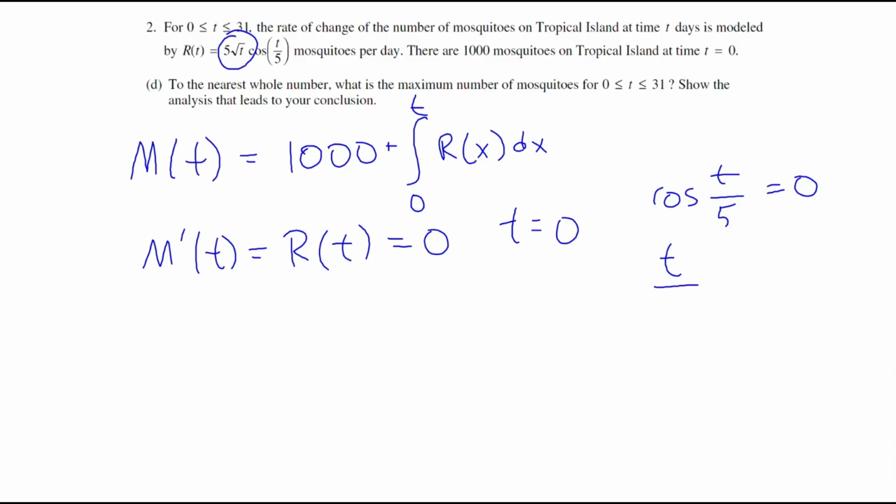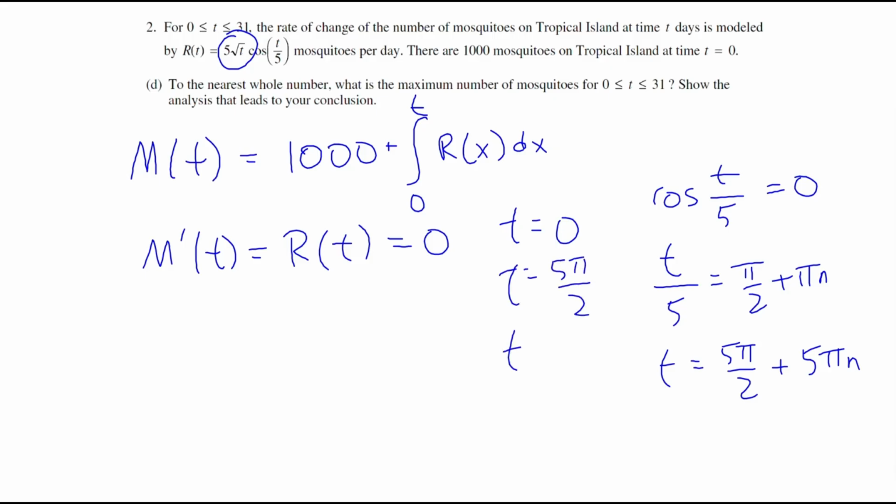Because cosine is equal to 0 at pi over 2, plus any pi n. So if we just multiply by 5, we'll get t equals 5 pi over 2 plus 5 pi n. So we just look for the values that are between 0 and 31. So if n is 0, that gives us 5 pi over 2.